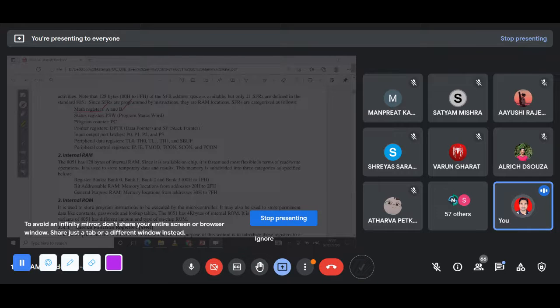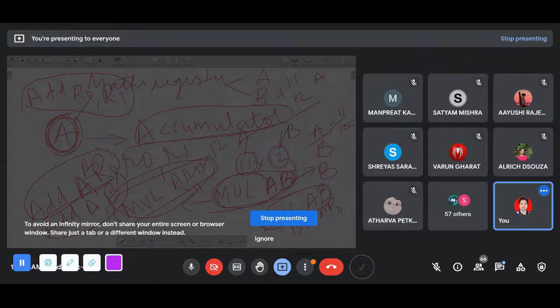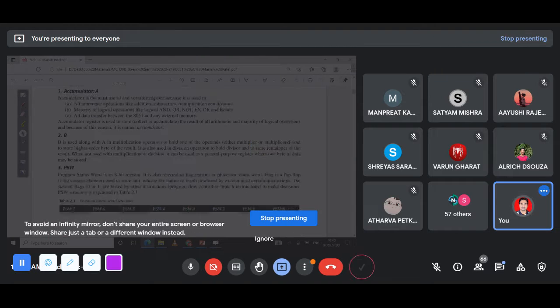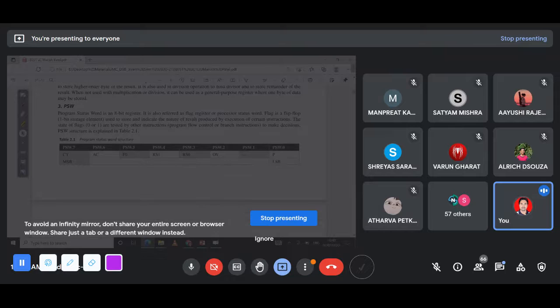Proceed further. Status register PSW. So in the status register PSW, we have the register name as PSW. Okay, so it is called a program status word. Okay, so what is this program status word? We will see now. So program status word is also of 8 bits.